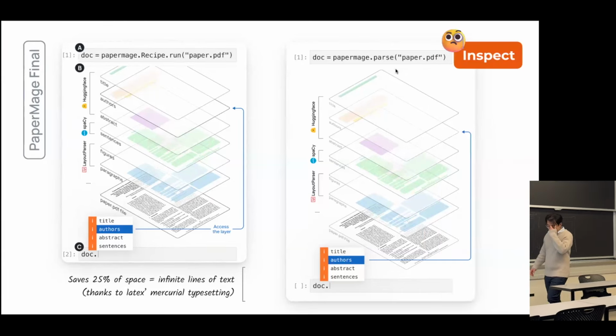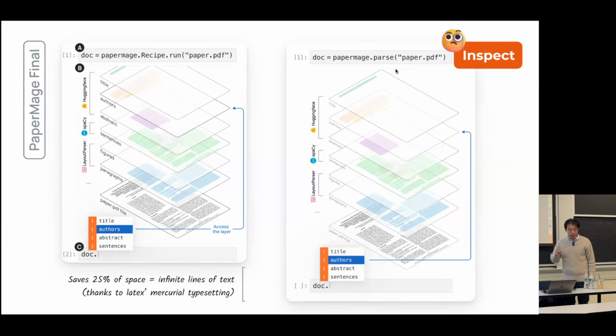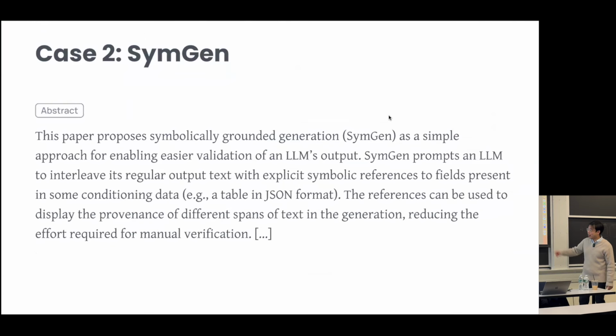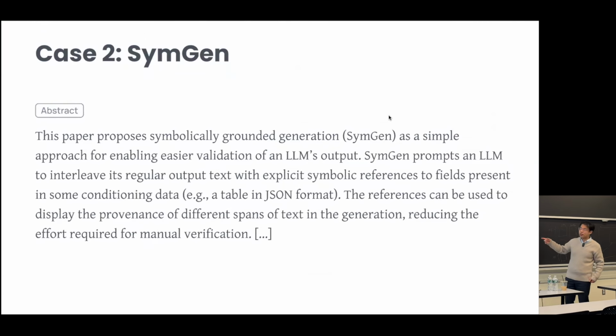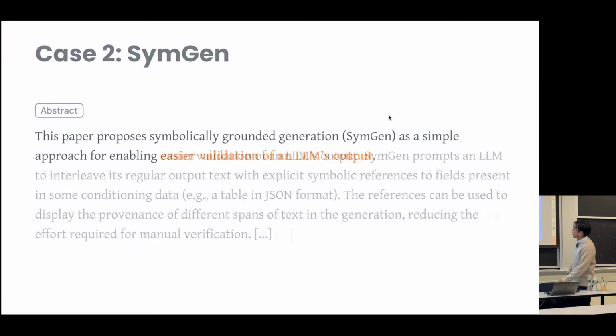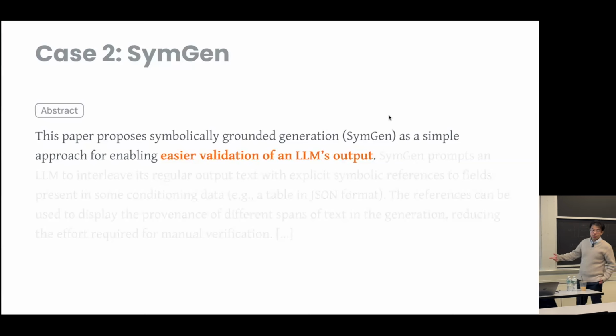Okay. If there are no more questions, we can jump to the next example, and that'll be our last example in this class, which is SymGen, the paper that Lucas and I co-authored. We just got it out recently, but this will be quicker than the previous one. Similar deal: we go through the abstract.